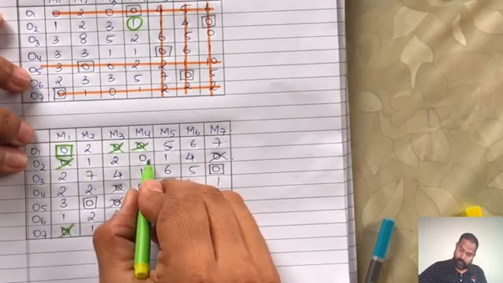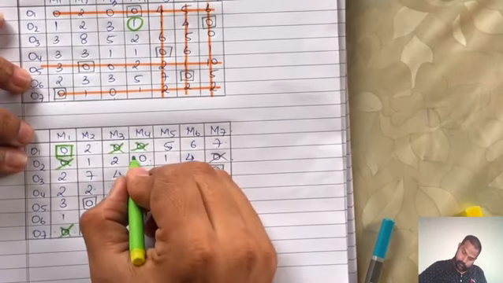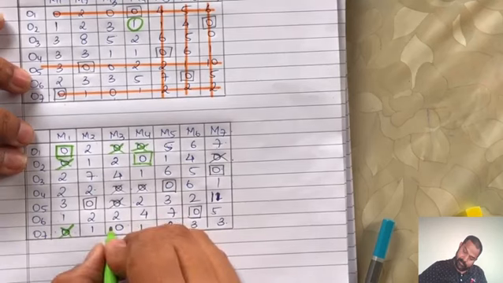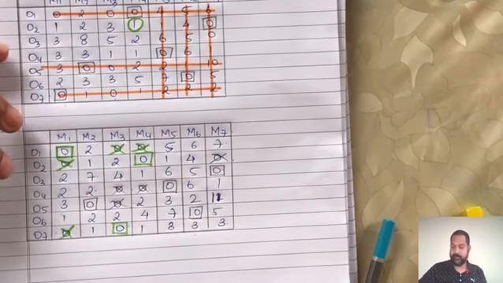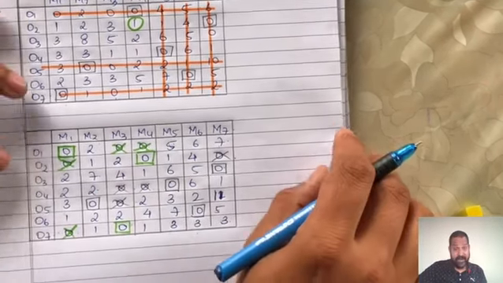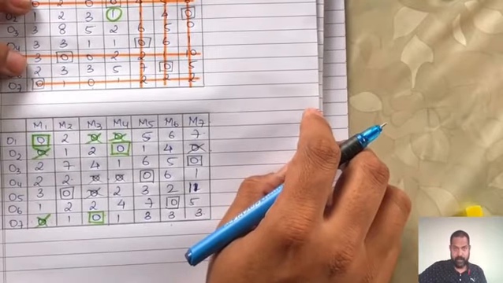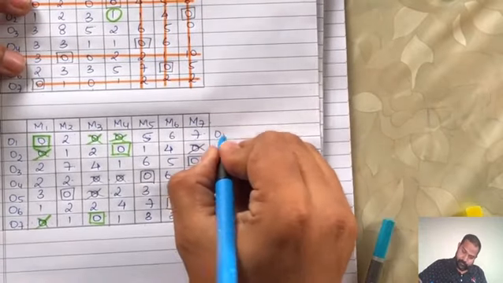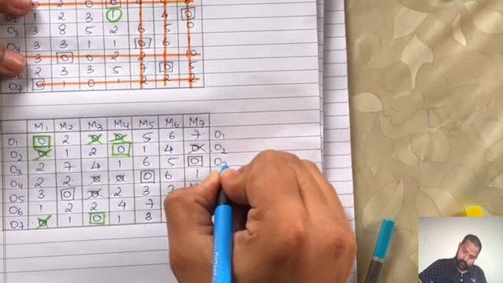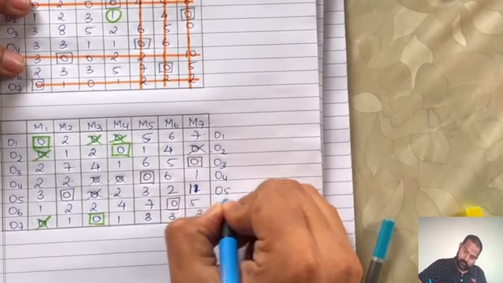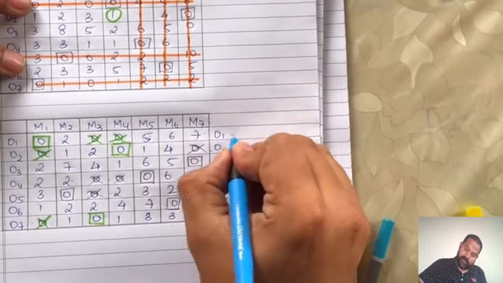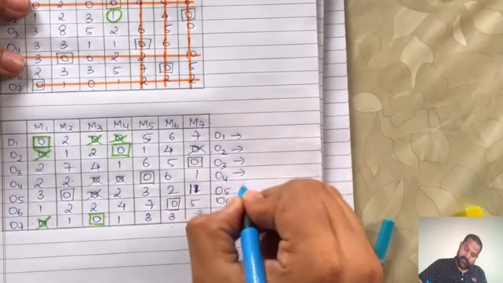Correct? The second one I will assign, and the last one I will assign. So this is my assignment, and my assignment is seven operators, 7 machines.